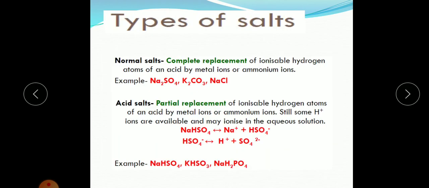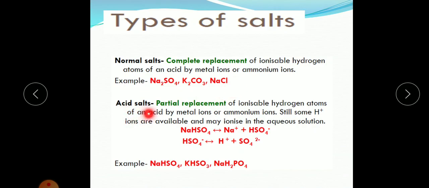Types of salt. There are basically three types of salt that we need to discuss: normal salt, acid salt, and basic salts. Normal salt: complete replacement of ionizable hydrogen atoms of an acid by metal ions or ammonium ions we call normal salts. Example: sodium sulfate, potassium carbonate, sodium chloride.